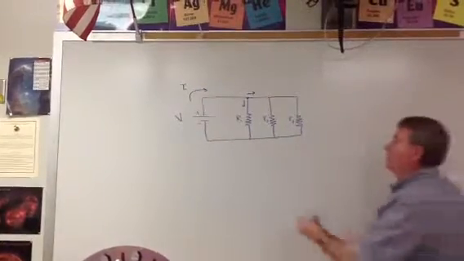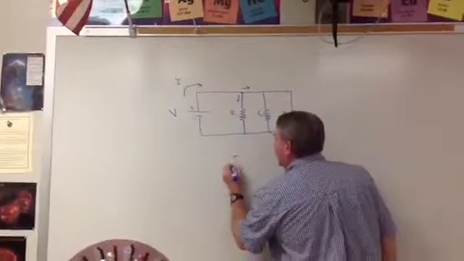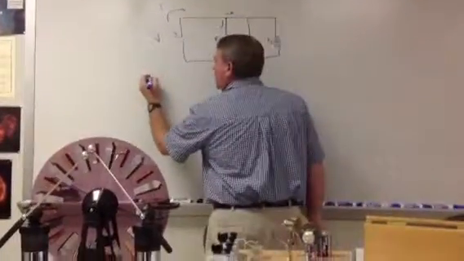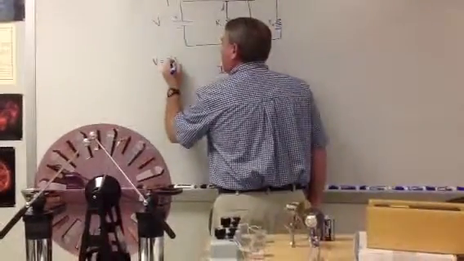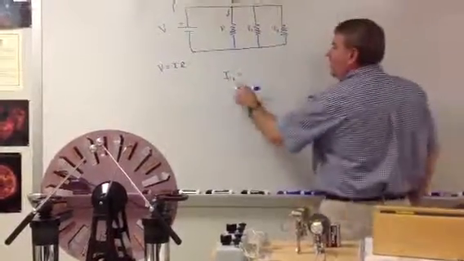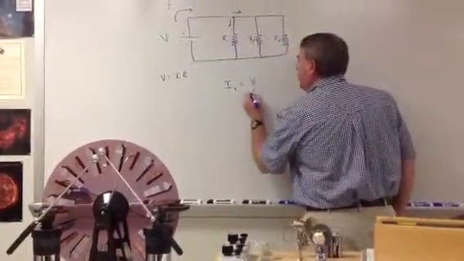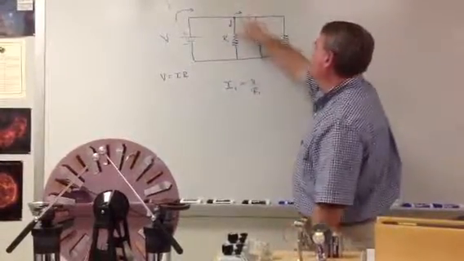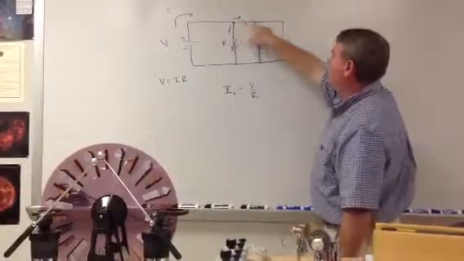So the current, we'll say that's I1, is equal to... let's write Ohm's law first, V equals IR, so we know that I is V over R. Okay, I1 is going to be equal to V over R1, because it's going across R1. Now, the rest of the current is going this way.